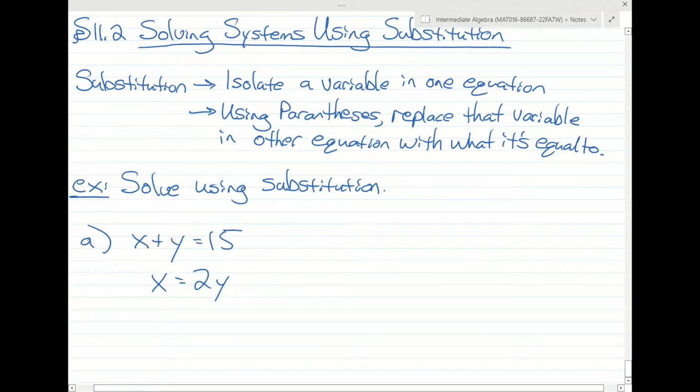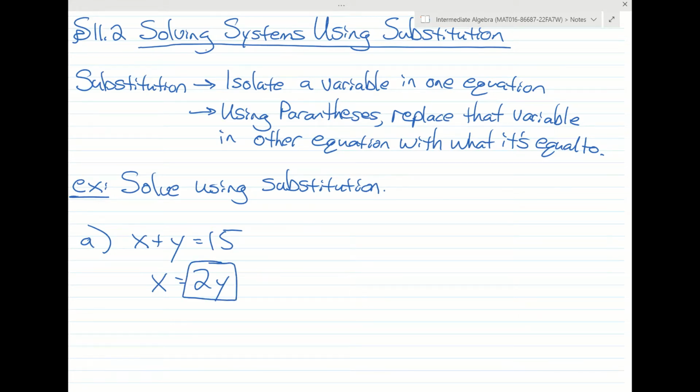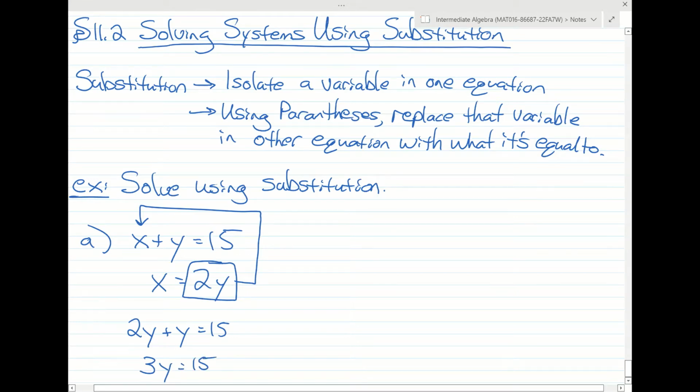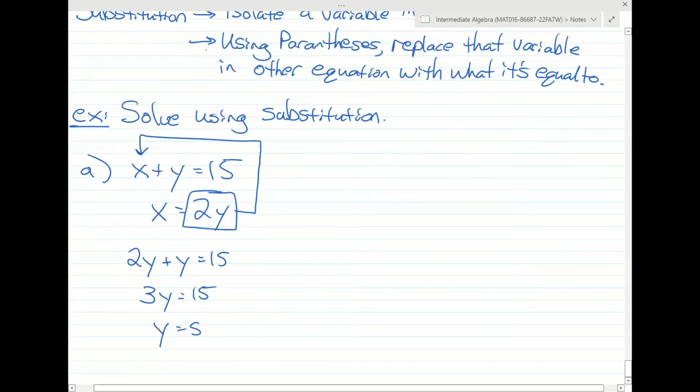All right, so using substitution, what this means is we need one of the variables by themselves, x is by itself, and we're going to put what it's equal to into the other equation. So instead of x plus y is 15, it's just going to be 2y plus y is 15. So then 3y is 15. And then y is just 5.